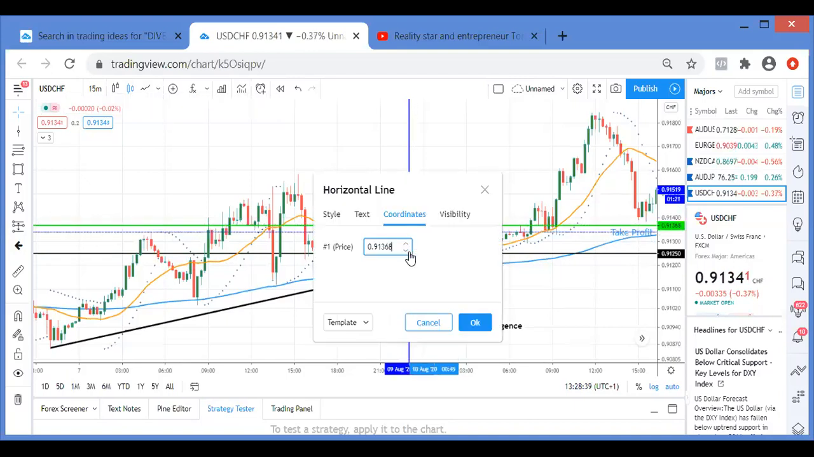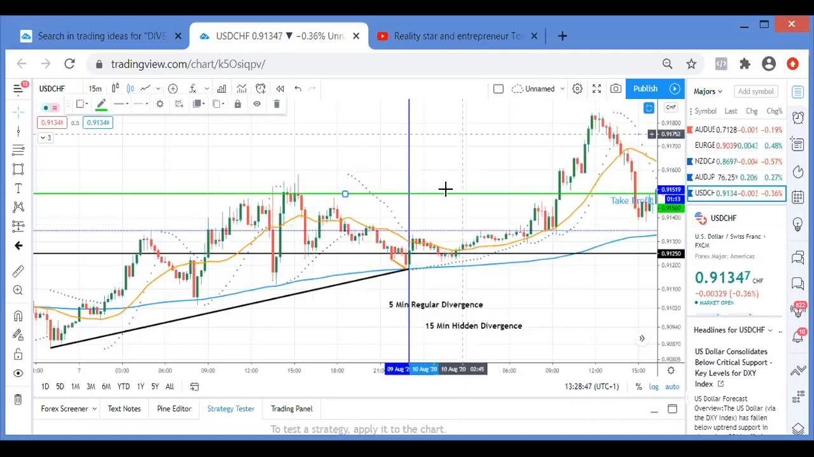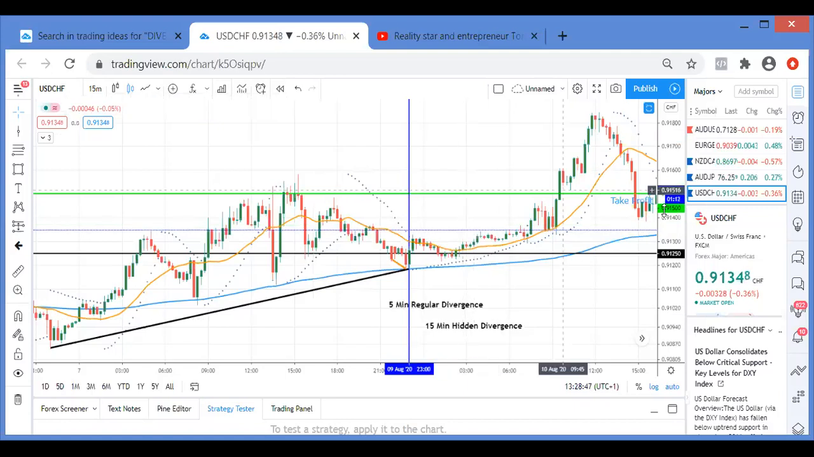Settings. 0.91500. Now look at that. Look at that. 0.91500 is where? By this ceiling.